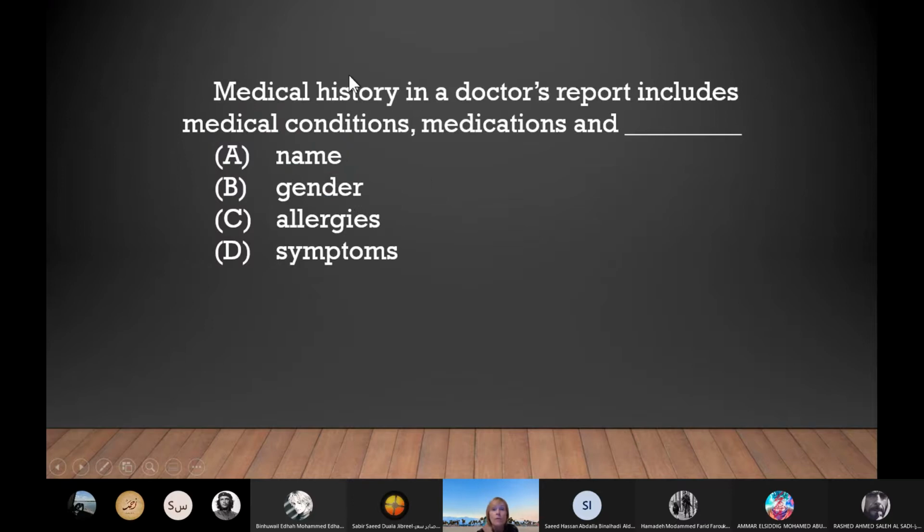And medical history, I think we've had this one before. Medical history in a doctor's report includes medical conditions, medications, and something. Is it name, gender, allergies, or symptoms? What do we have in the medical history of a doctor's report? Allergies. The allergies, that's right.